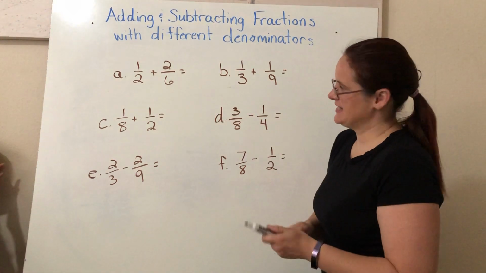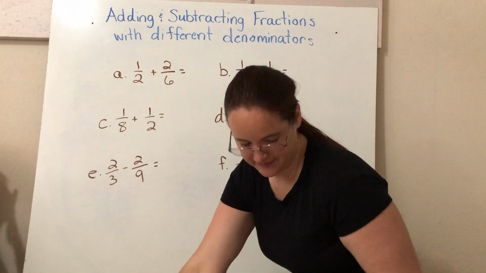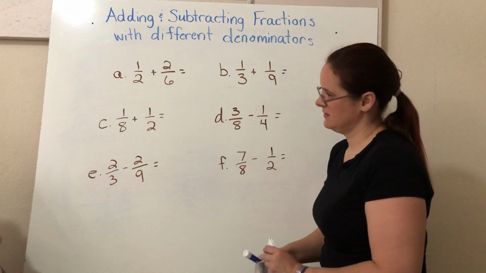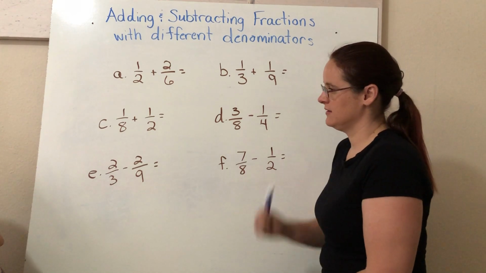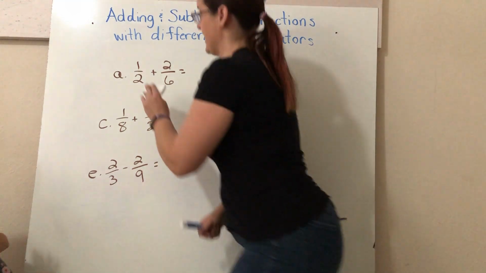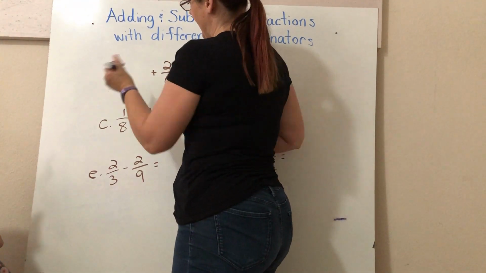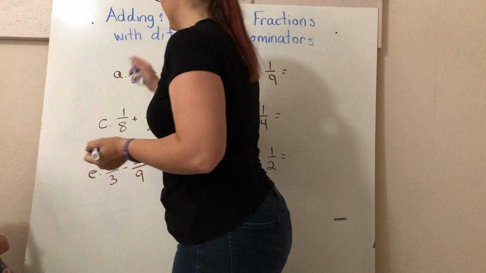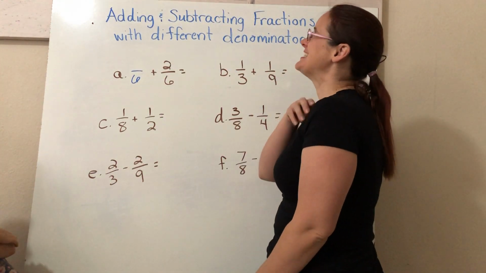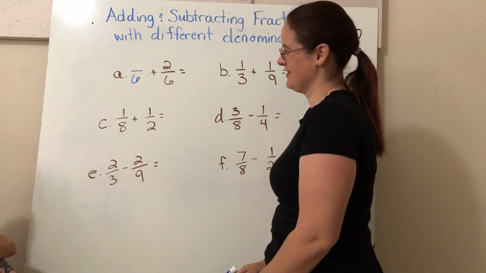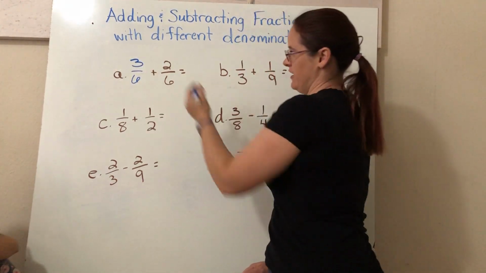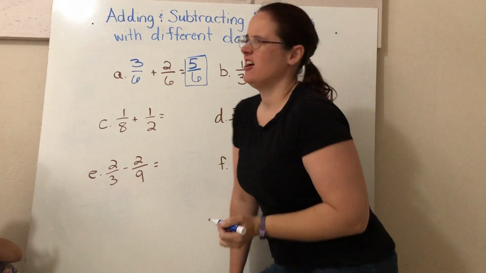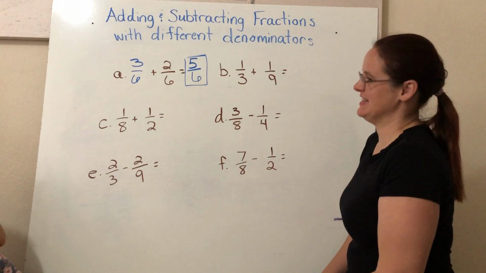Okay, so halves and sixths. What do I have to change them to, Nyla? Six. I have to change the half to the sixth. How many sixths is equal to 1/2? 3/6. So now 3/6 and 2/6 gives me 5/6. Hard to say that word, sixths, with the X and the TH.